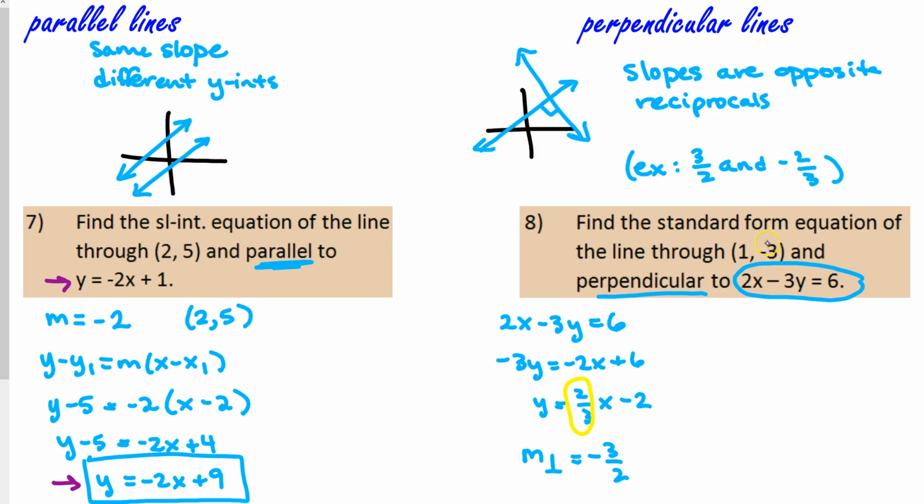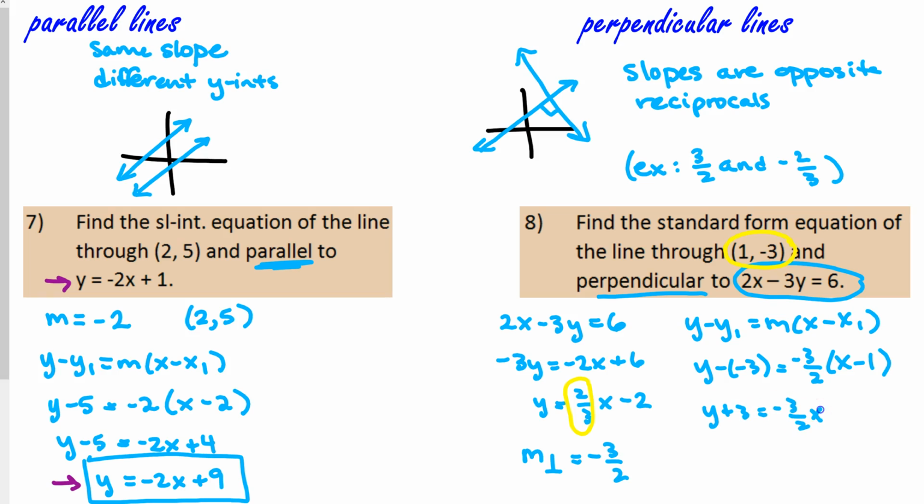Now that we have that and we have a point, we can use point-slope form again, or you can use y equals mx plus b. You'll get the same answer either way. Let's substitute negative 3 in for our y1. We have negative 3/2 for our slope. We have 1 for our x1. So we have y plus 3 equals negative 3/2 x plus 3/2. And then we'll subtract 3 from both sides. So y equals negative 3/2 x minus 3/2.